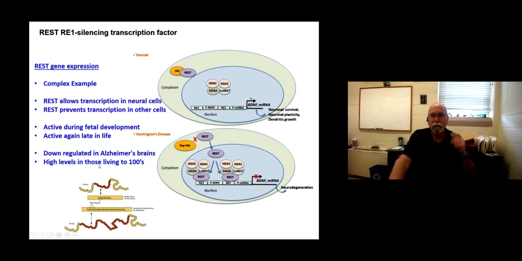Okay. Interesting though, just the opposite happens, and we're not sure why. But in those people that lived, centenarians, the people that live to a long age, in their 90s into their hundreds, REST is actually highly activated in those individuals. It's highly present, and you're thinking, well, why would that be? That seems to be the opposite of what you would want. It's neuronal survival and things, but it's present. So it's a real question of what's going on there. I don't think anybody actually fully understands the system at this moment.